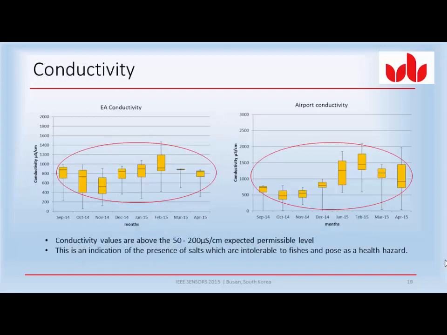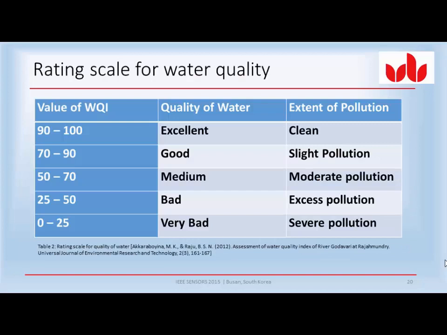So here, the values are lying actually very much outside the expected range. You can see the values between 50 and 200 microsiemens are actually permissible levels. Here you'll find the values lying much beyond that, which means the water was kind of dirty, not good.